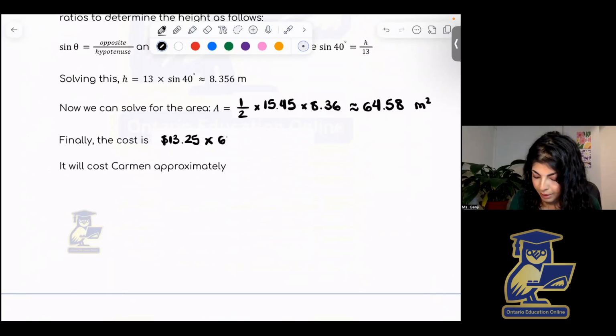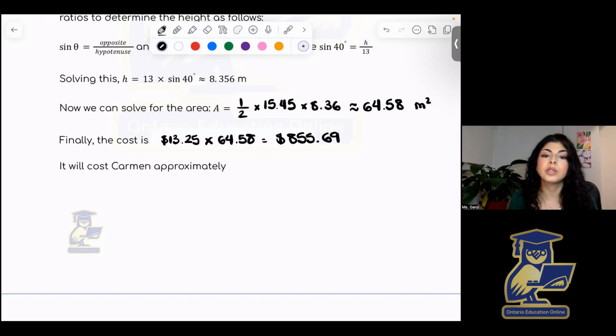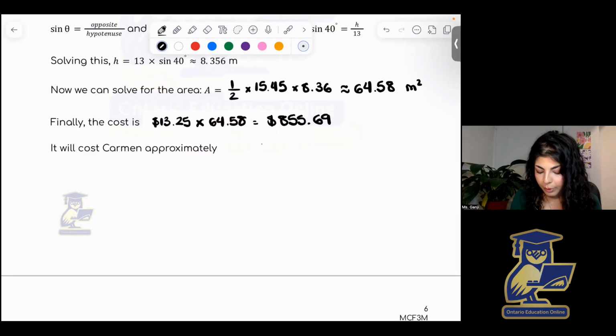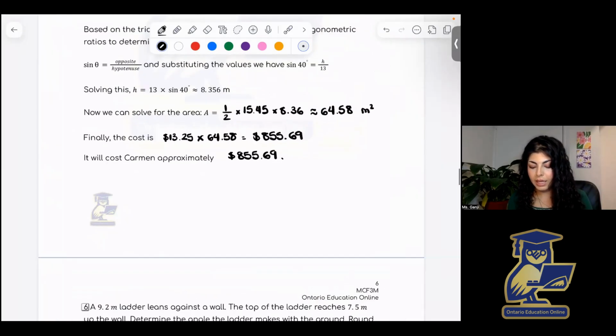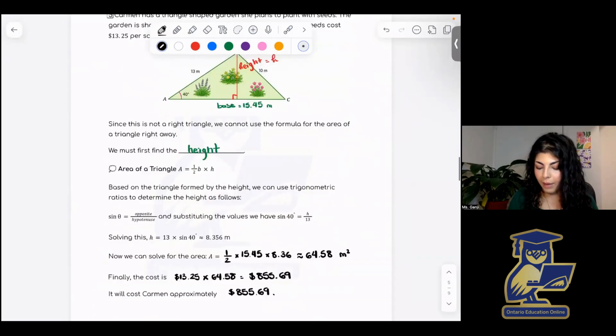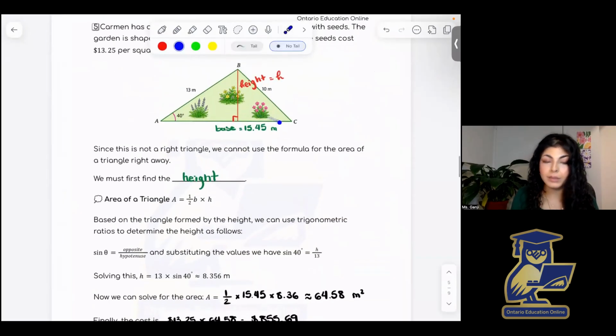And to calculate the cost, remember the cost is $13.25 per square meter, which is going to produce, and here we definitely only keep 2 decimal points because we're talking about money, 855.69. So it will cost Carmen approximately $855.69. And that will be the end of this problem. Again, I will have the diagram updated for you with that base, but we did need the base there to solve this problem.